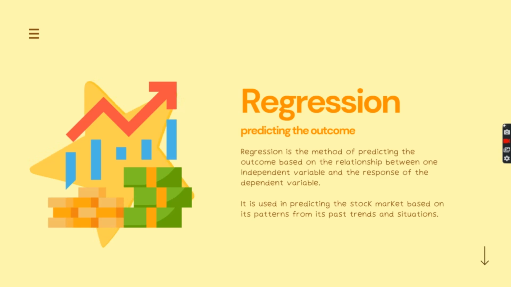Last would be regression. Regression is the method of predicting the outcome based on the relationship between one independent variable and the response of the independent variable. It is used in predicting the stock market based on its patterns from its past trends and situations.